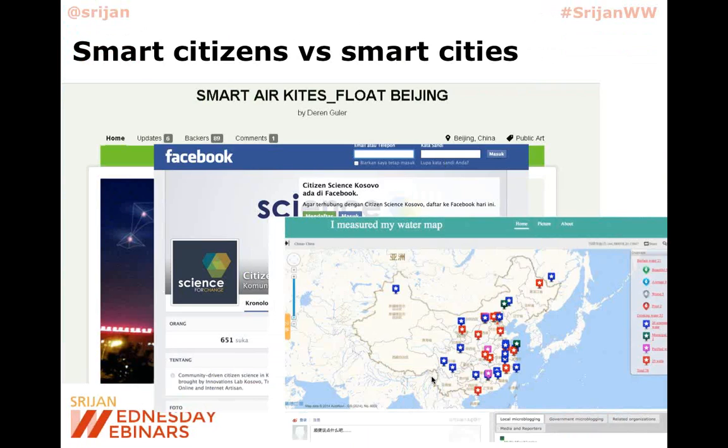This, again, is a very different model from a centralized authority that monitors the water quality. It doesn't mean that you don't need it, but what this points to is the possibility of having a very distributed network of sensors and citizens involved in monitoring the water quality.